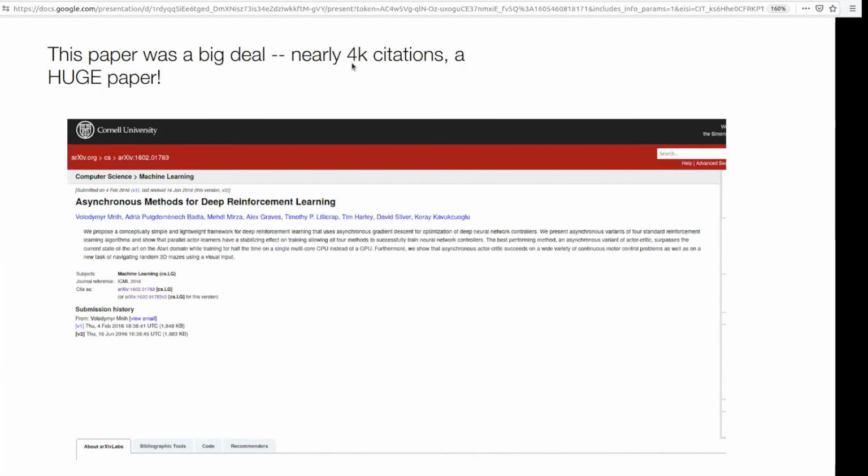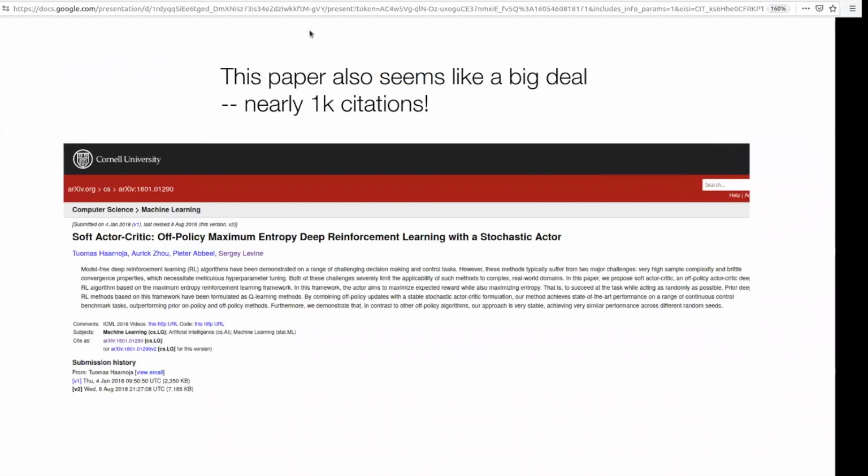But the next slide, this paper also seems like a big deal because it had 1,000 citations. That might be like 25K likes on Instagram, which is super good. Let's say you had a picture and you got 25K likes, that's quite crazy. The paper is entitled Soft Actor-Critic: Off-Policy Maximum Entropy Deep Reinforcement Learning with a Stochastic Actor. Whew, I take a breath. That was so long. It's quite a nasty title, right?